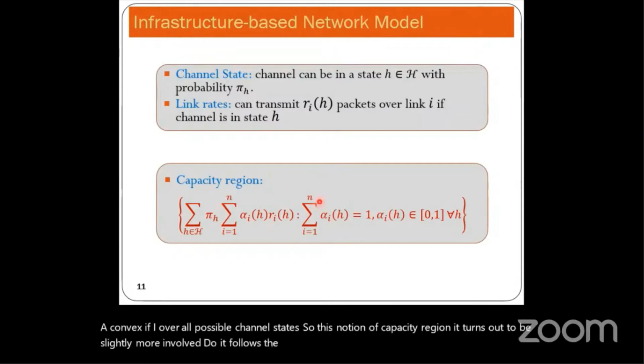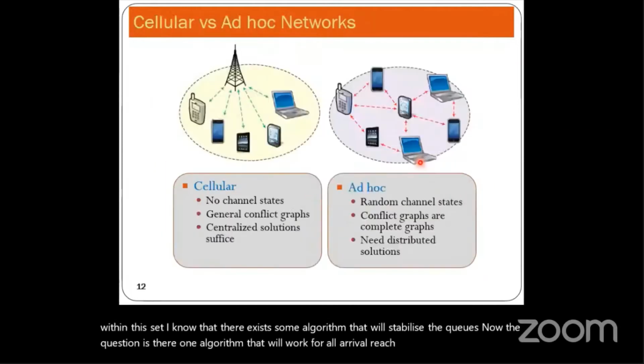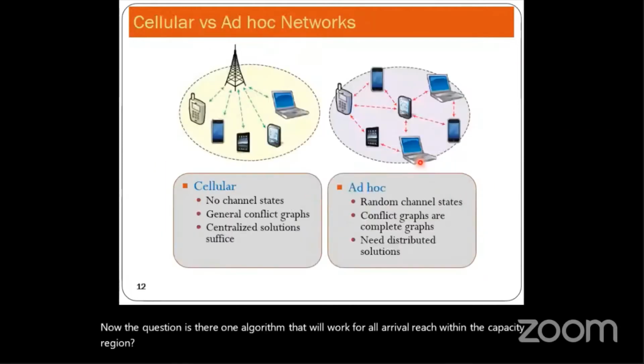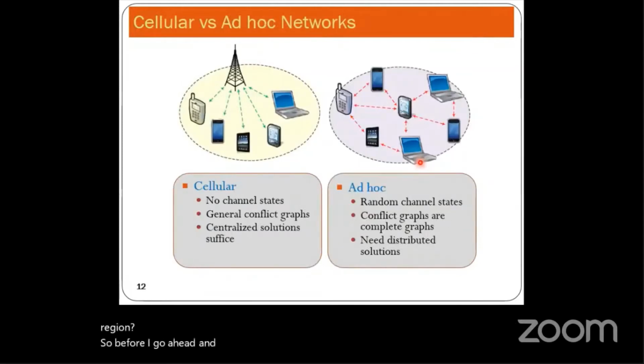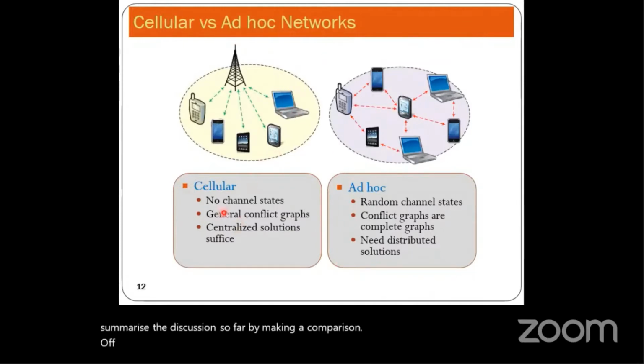So again, as long as the arrival rate vector is within this set, I know that there exists some algorithm that will stabilize the queues. Now the question is, is there one algorithm that will work for all arrival rates within the capacity region? Before I go ahead and tell about the good scheduling algorithm, I will just summarize the discussion so far by making a comparison of cellular and ad hoc networks.